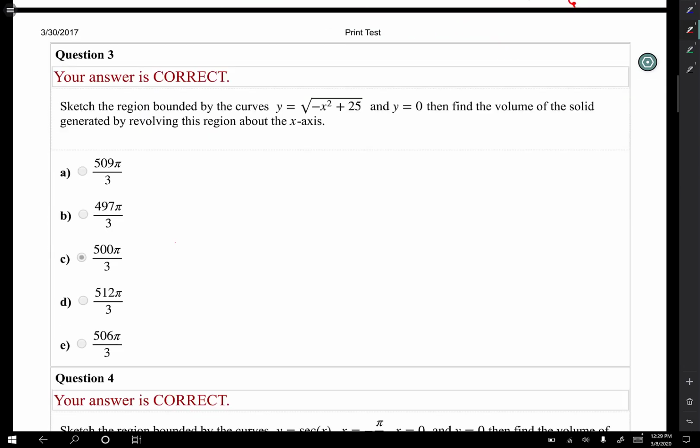All right, guys, here we go. Let's do this question next. Sketch the region bounded by the curves y equals square root of negative x squared plus 25 and y equals 0. Then find the volume of the solid generated by revolving this region about the x-axis.